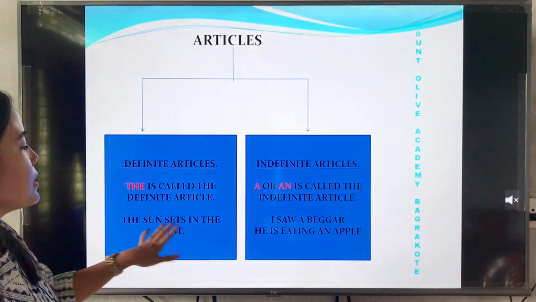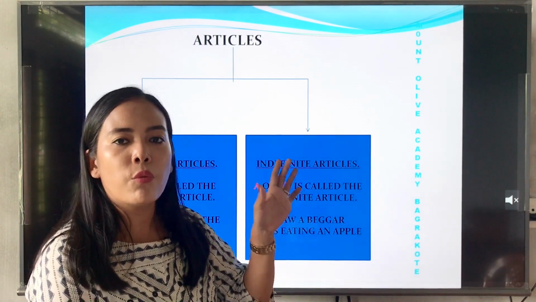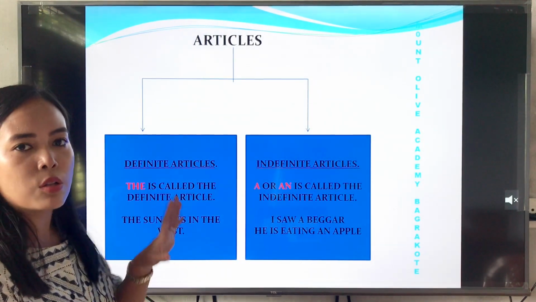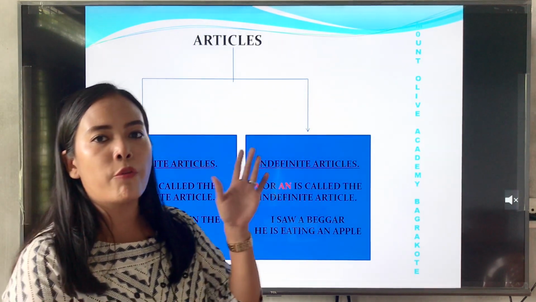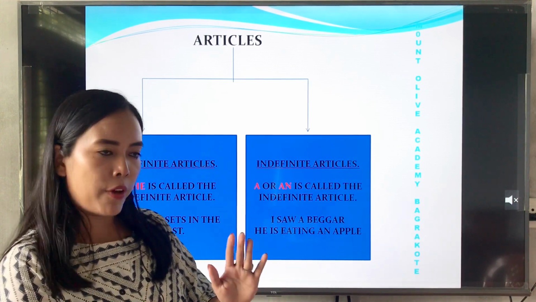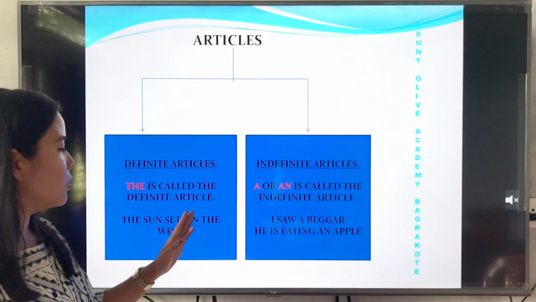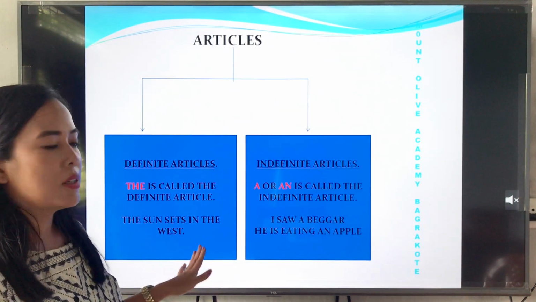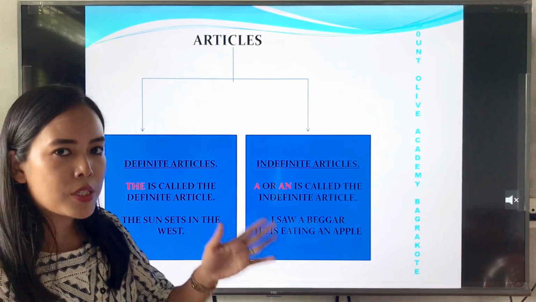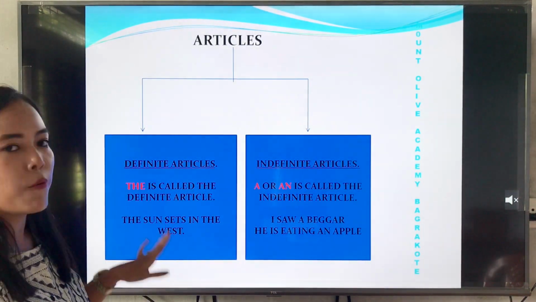For example, the sun sets in the west. Sun is specific, sun is definite, there is only one sun, right? So the sun sets in the west. West is also specific. We are specifically talking about the west direction. There are four directions, right? North, south, east and west. So we are particularly talking about the west direction. So the article the is used because we are talking about a specific object, that is the sun, and a specific direction, that is west.